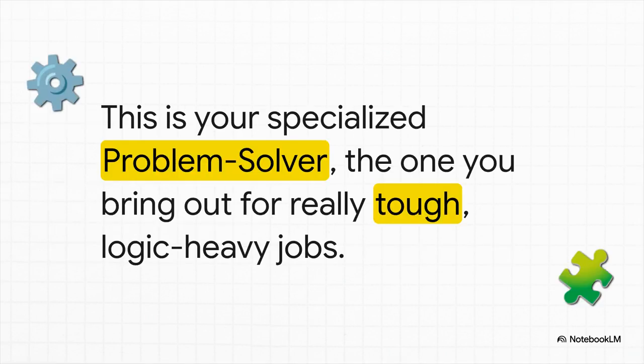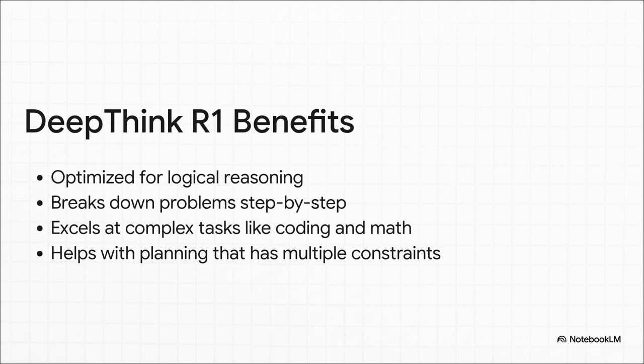And for our final tool, we're bringing out the heavy machinery. This is DeepThink R1. This is your specialized problem solver. You pull this one out for the really tough logic-heavy jobs. DeepThink is all about pure logical reasoning. It's an absolute beast at things like coding, complex math problems, or trying to plan something with a ton of different factors you have to balance. What's so useful is how it breaks the problem down, step by step. Sometimes seeing how you get to the answer is just as important as the answer itself.